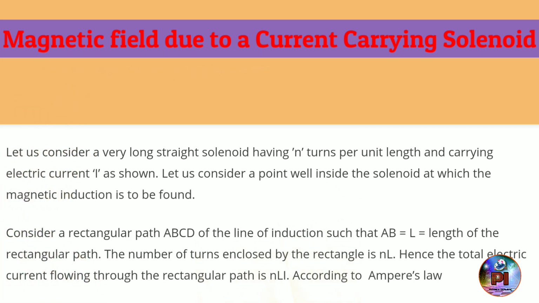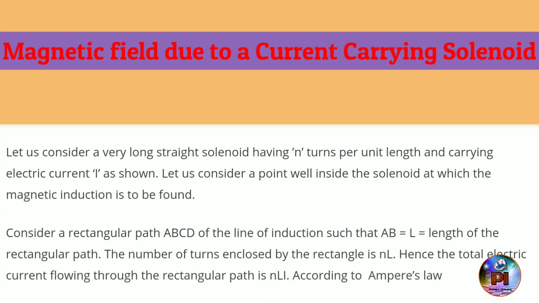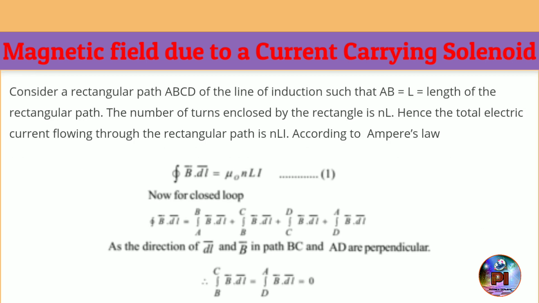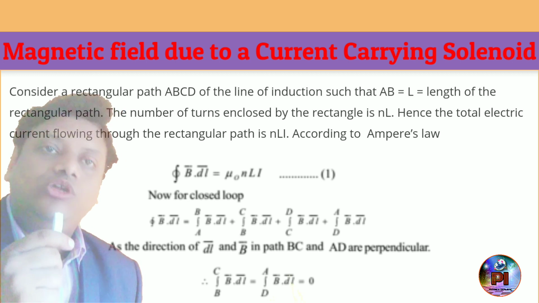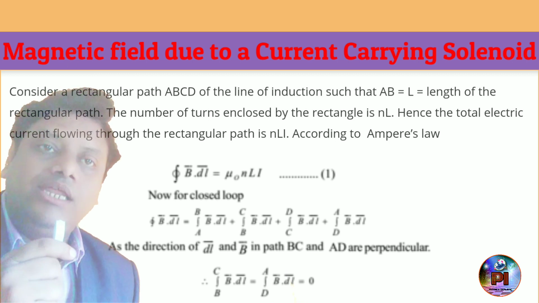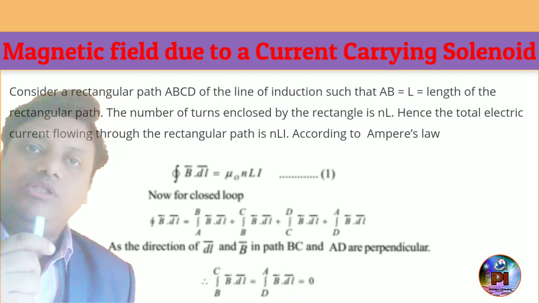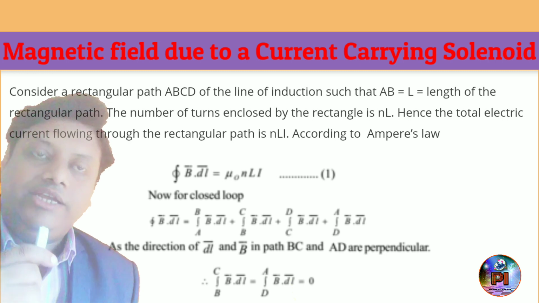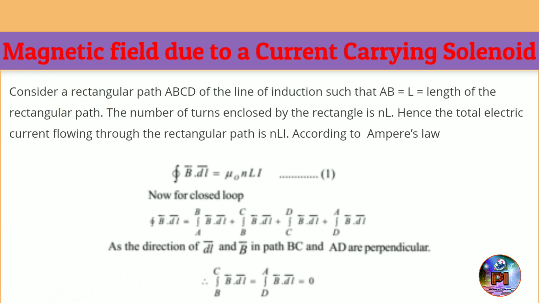Now according to Ampere's law, as you can see on the board, the Ampere circuit law says that the closed integral of B dot dl equals mu naught I. So in place of I, we are now writing nLI because that is the current flowing through the solenoid. So the integral of B dot dl, as you can see in the expression on the board, equals mu naught nLI. Let it be equation number one.